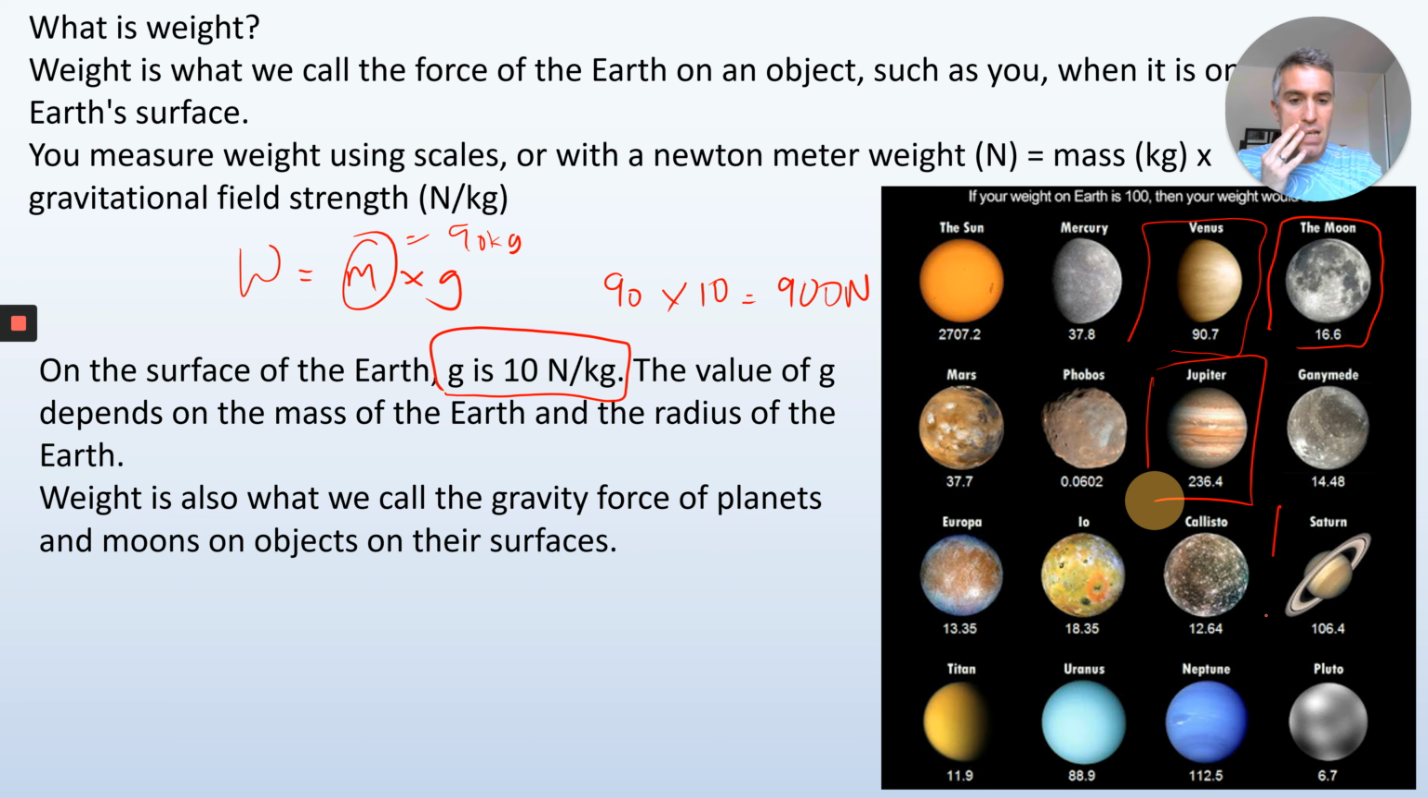Saturn is a weird one. Saturn's really big, like Jupiter, but Saturn is really light. It's very low density. In fact, Saturn is such a low density that if you could find a big enough ocean, it would float. So if you weighed 100 on Earth, you'd only weigh 106 on Saturn.